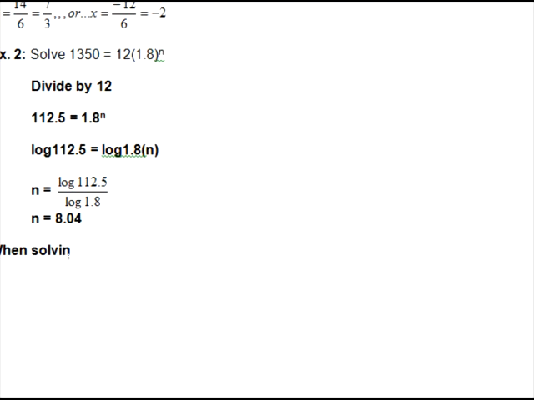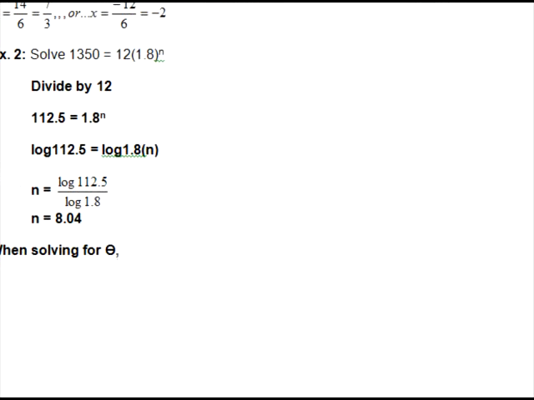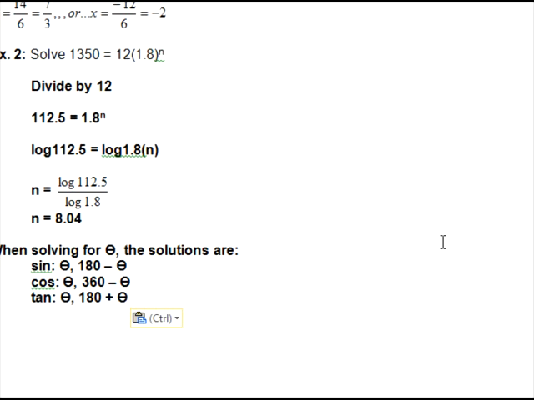We're going to say when solving for theta, the solutions are, for sine, your answers are theta and 180 minus theta. For cosine, the answers are theta and 360 minus theta. And for tan, the answers are theta and 180 plus theta. Okay, so you'll have to use these a lot throughout the rest of this course. So those are 3 things to remember.